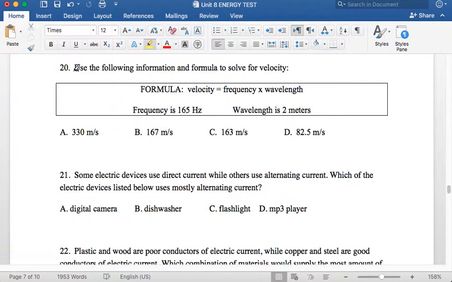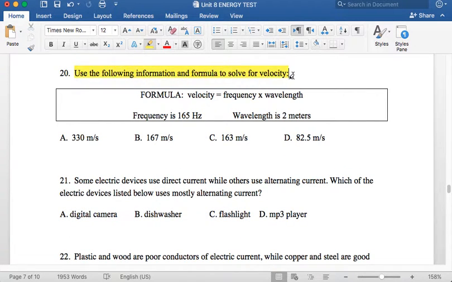Number 20. Use the following information and formula to solve for velocity. So the formula is right here: velocity equals frequency times wavelength. So your frequency is given to you, which is 165 hertz, and then wavelength is 2 meters. So again, you're multiplying your frequency, which is 165, times your wavelength, which is 2, to get your velocity.